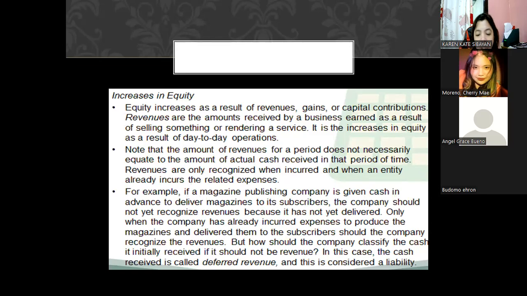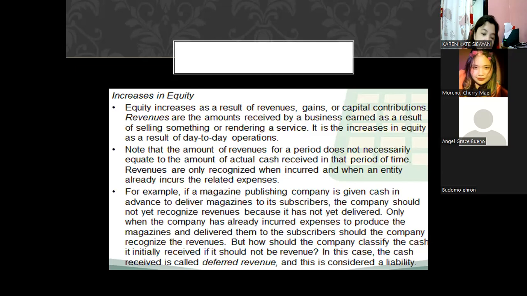So huwag kayo malito dun sa word na incurred. Ibig sabihin kapag nagamit na or talagang na-earn mo talaga yung income ninyo, doon mo pa lang ma-recognize kahit na nagbayad in advance, kunwari si customer. Doon mo pa lang ma-recognize ang revenue mo if you have already rendered your services to that customer. Kung hindi mo pa na-render, automatic hindi mo pa dapat nire-recognize.